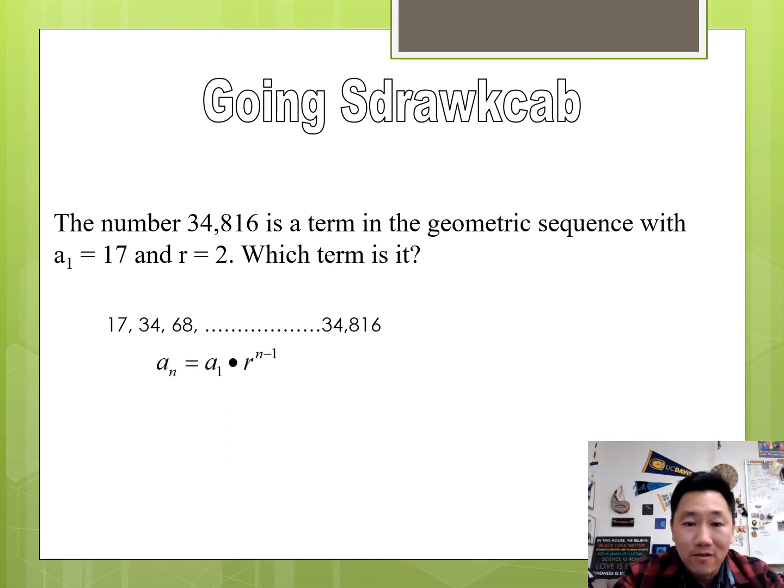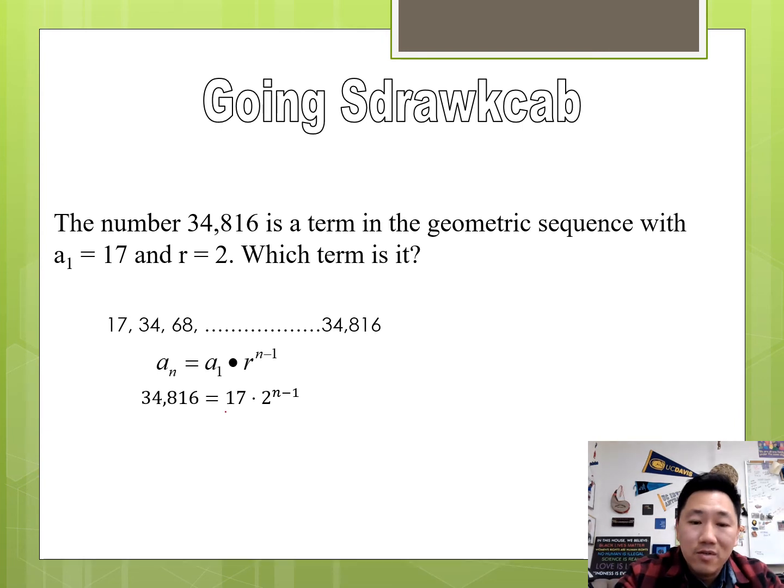Here's our formula for geometric sequence. Let's fill in everything we know. We know the last term is 34,816. We know the first term is 17, and we know the common ratio is 2. So let's plug all of that in. And then we're going to go ahead and use what we know to solve for n.